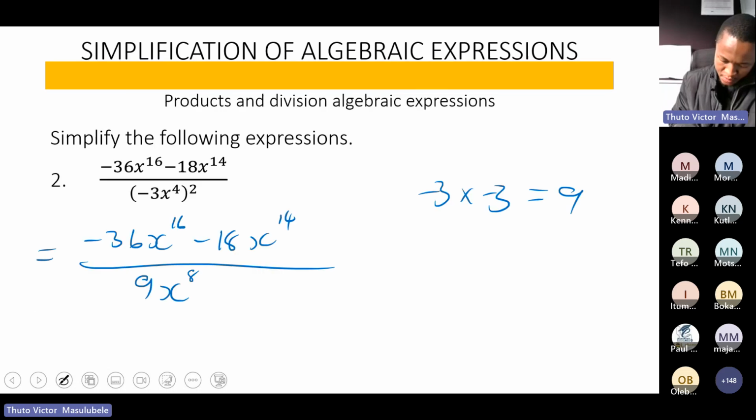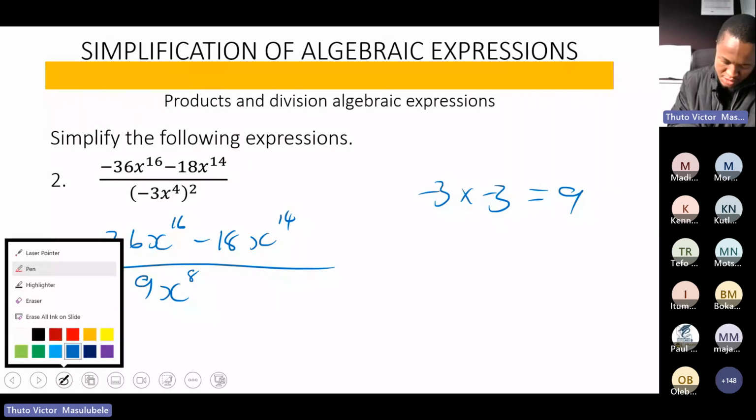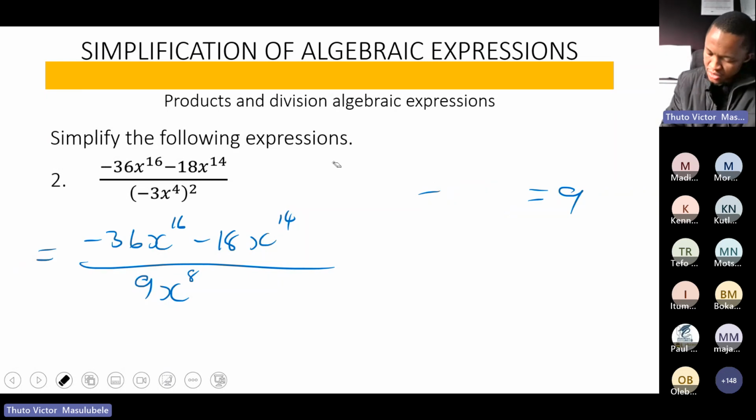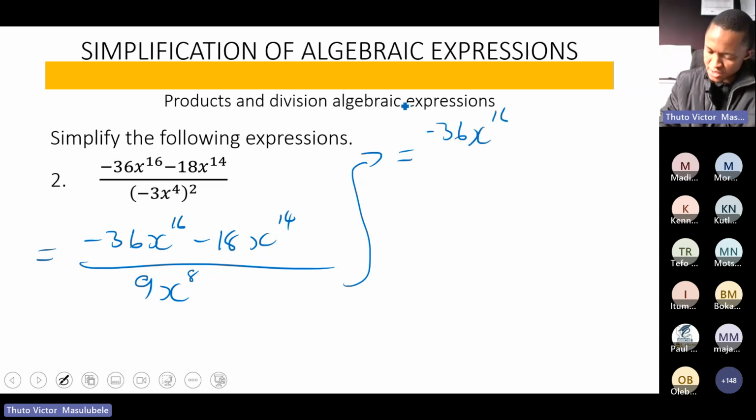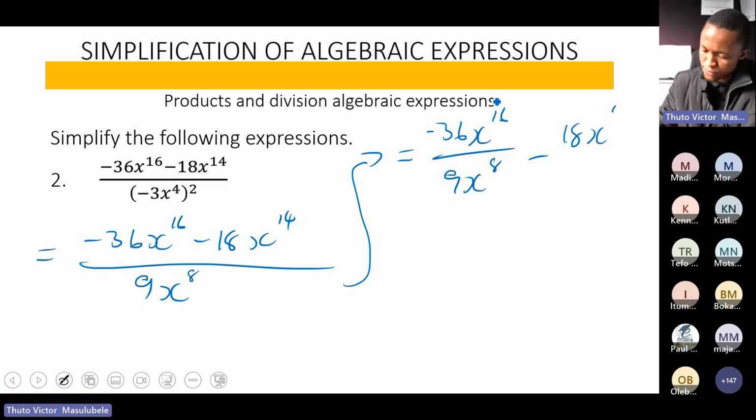Now, what do we do with that? It means we need to simplify now. We need to divide the polynomial that's on the numerator by the monomial that's in the denominator. And by doing that, all we need to do is to separate out our terms. So we'll have negative 36x to the power of 16 divided by 9x to the power of 8, minus 18x to the power of 4 over 9x to the power of 8.